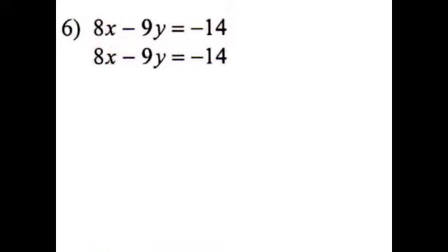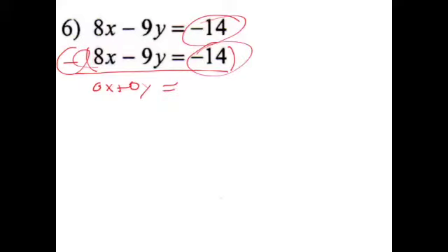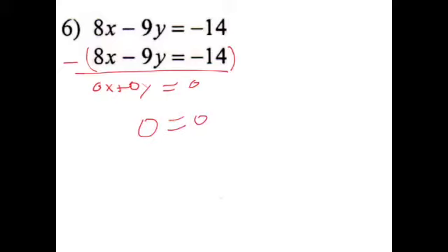Moving on to 6, again, we have the same coefficients in front of our variables. So if we want to get rid of that variable, just subtract the second equation. And this one turns out kind of weird, because 8x minus 8x is just 0x. Negative 9y minus negative 9y will give you 0y. And then negative 14 minus negative 14, same thing as negative 14 plus 14, which is a 0. And we get this equation of 0 equals 0. Well, that is true. And it doesn't matter what numbers you pick for x and y, you'll get a true statement. And so we have infinitely many solutions.